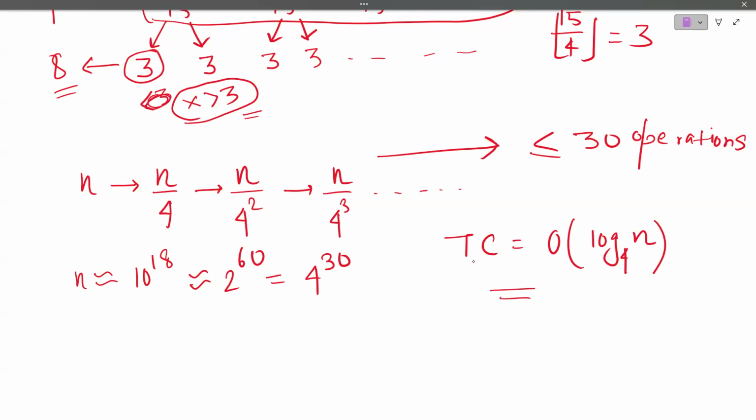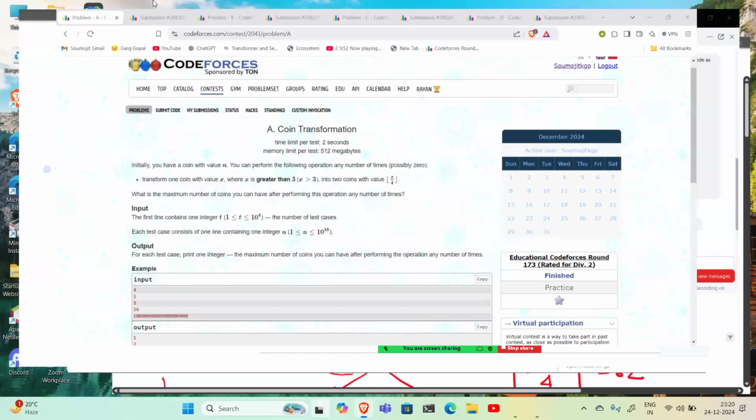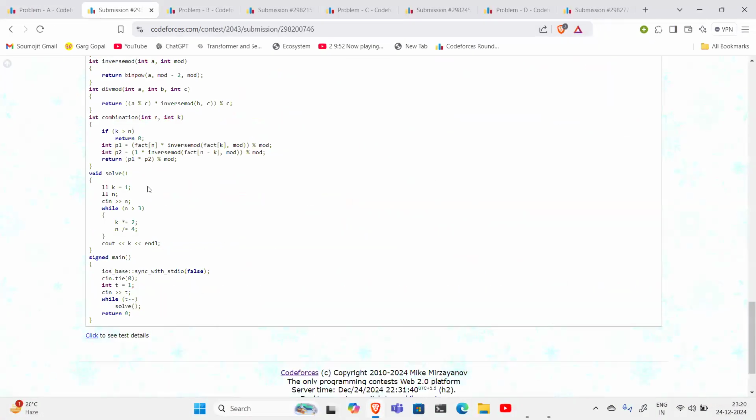So this is what the solution is. Let me just go through the code once. This is the code. K denotes the number of coins. Then we have taken n as input. If n is greater than 3, that means we can perform an operation. So at every operation, the value of k gets doubled. So the number of coins gets doubled, and the value of n decreases by 4.